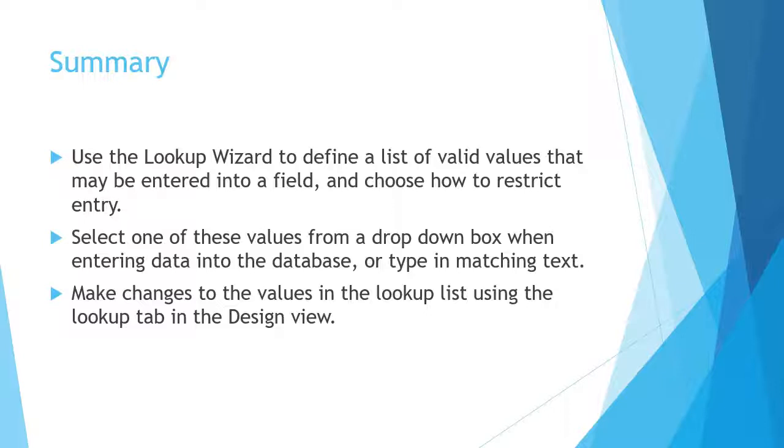Finally, if you need to make a change to the list of values for the lookup list, you can do so by clicking the Lookup tab for the field in Design View and editing the text in the row source.